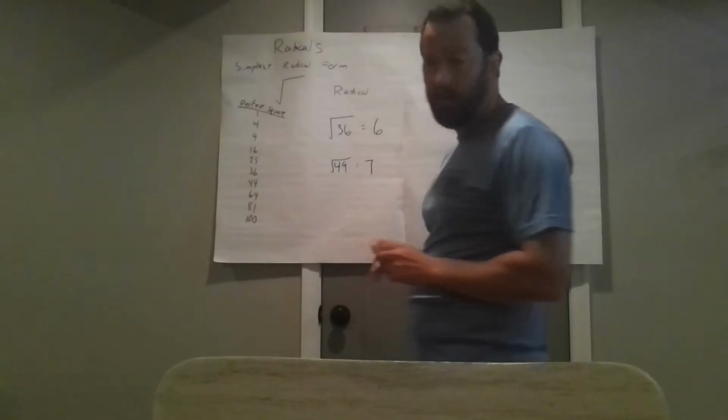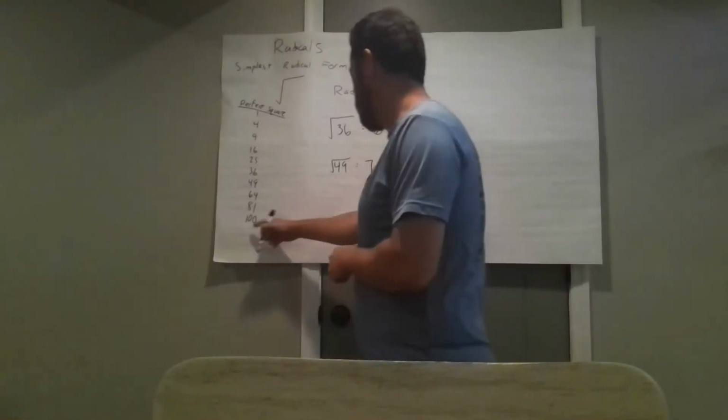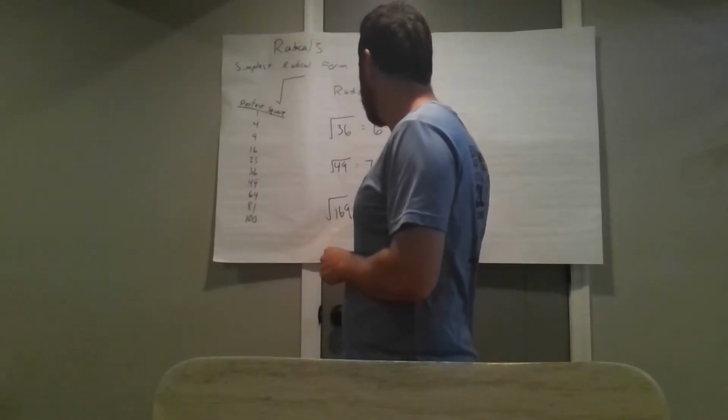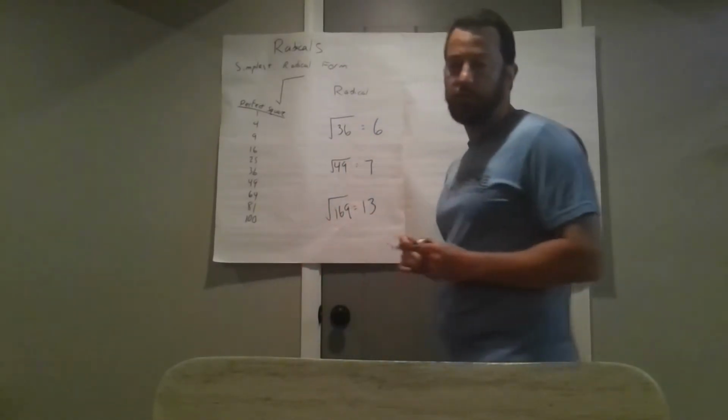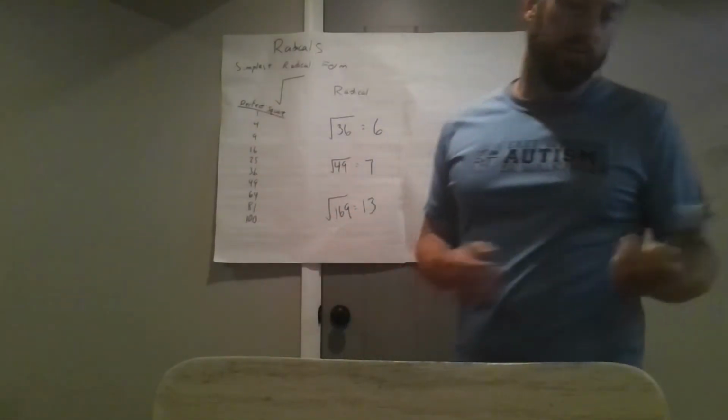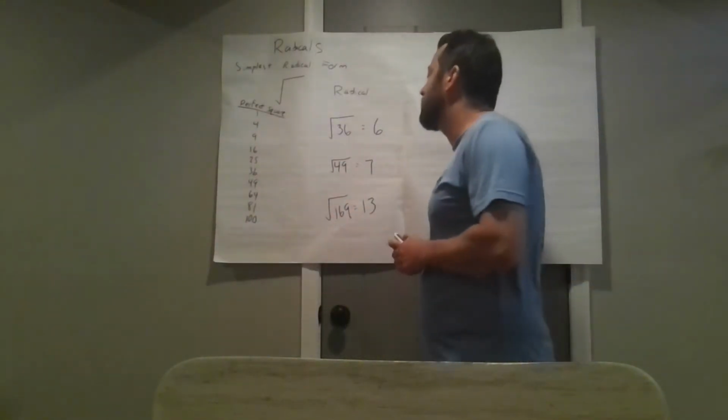Square root of 49 is 7. If I want larger numbers than that, the square root of 169 is 13. All right, we could keep going with that list. These are the perfect squares up through 10.